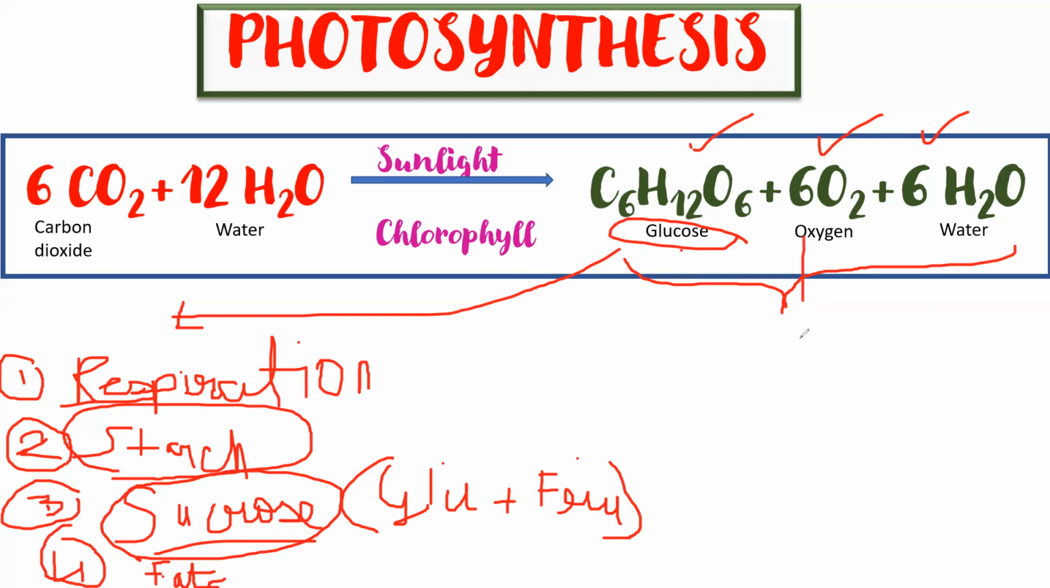What happens to this oxygen? Oxygen is used up in respiration. Some amount of oxygen will be used up in respiration. And second, the excess will be released out. This oxygen will be released out through stomata, which is available for the living world. And this water becomes part of other water molecules present in the cell.